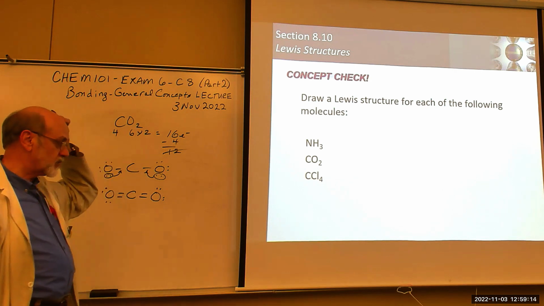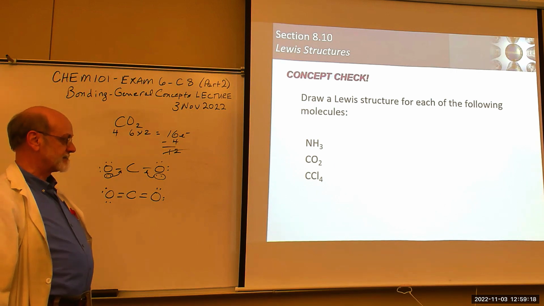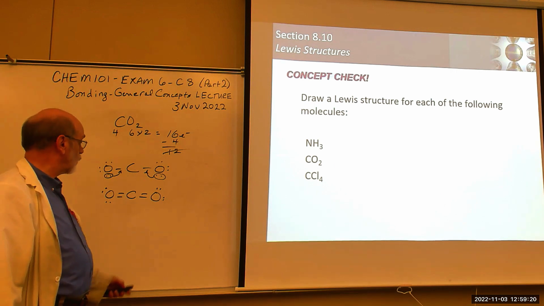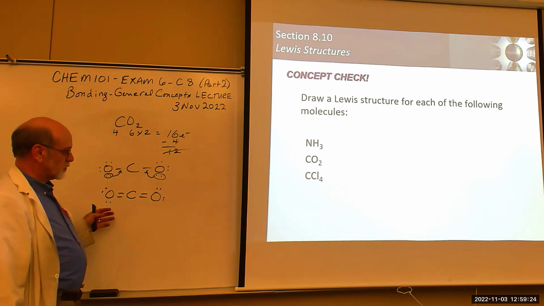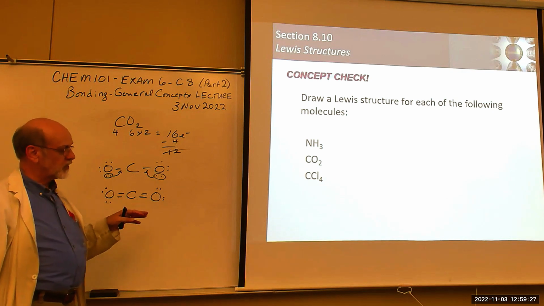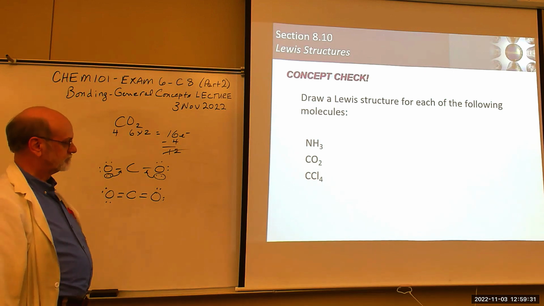You can do the same thing with carbon tetrachloride. Right. In that case, there will be no lone pairs around carbon. All of the electrons will be used up for bonding with chlorine or lone pairs around chlorine. I'll let you do that one on your own.